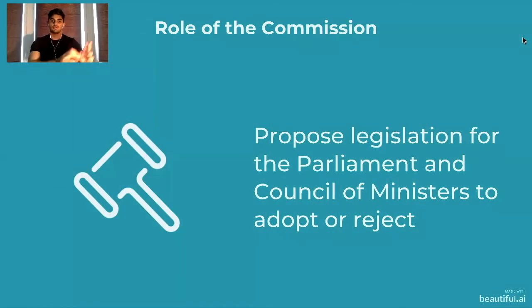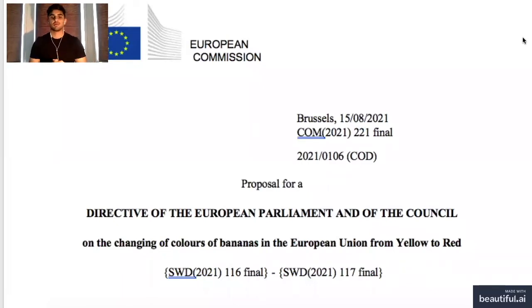And so in terms of the law that Union citizens now want about changing the color of bananas, it'd now be the role of the Commission to make a proposal that would detail the practicalities of changing the color of bananas from yellow to red. And they would propose this legislation, create the proposal and send it off to the Council of Ministers and the Parliament. The proposal itself will look a bit like this.